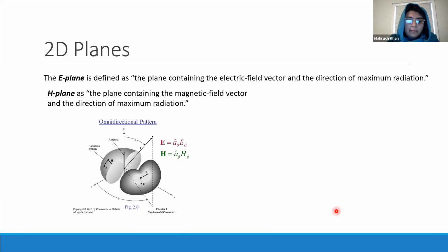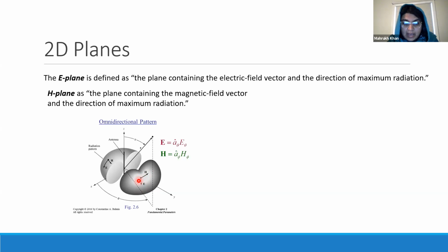We are not going into too much detail, but we are trying to imagine this. Let's say this is our omnidirectional pattern of a dipole. We know that this direction is the direction of the electric field, and this direction is the direction of the magnetic field. So we say that the plane containing the maximum direction of the electric field is the E plane, and the plane containing the maximum direction of the H field is the H plane.